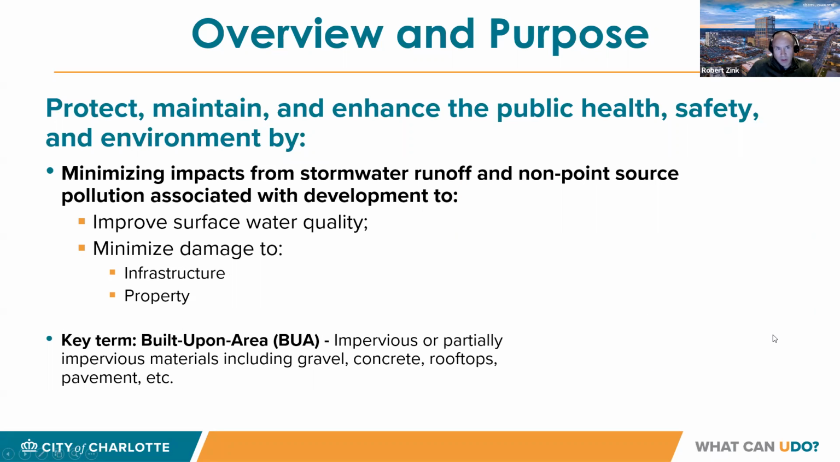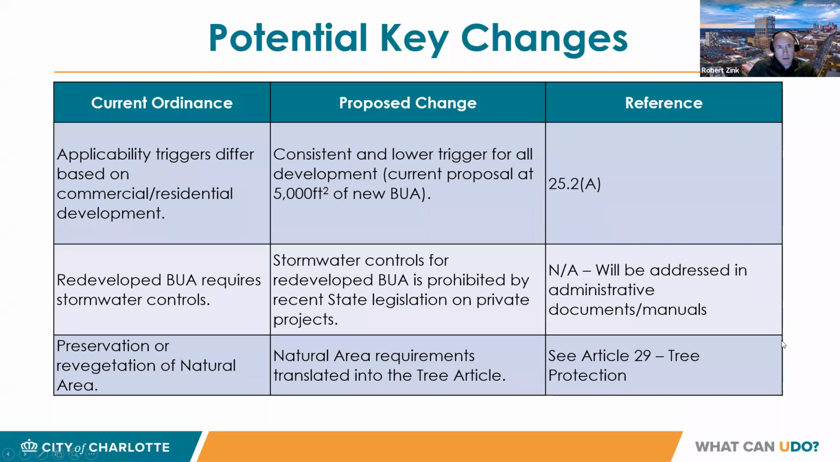So the overview is to protect and maintain and enhance the public health, safety, and environment by minimizing the impact from stormwater runoff, which is a non-point source pollution from development. And one other thing you'll notice as we talk here is there's a key term called built upon area. Like I think I mentioned before in the watershed, this means impervious or partially impervious materials, including gravel, concrete, rooftops, and pavement. Next slide.